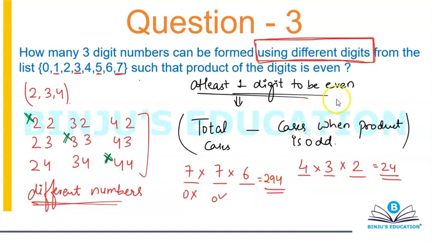So the cases when the product will be even will simply be 294 minus 24, and that is equal to 270. So these will be the total number of cases when the product will be even. This one was a tad bit interesting. All right, let's move on to the next question.